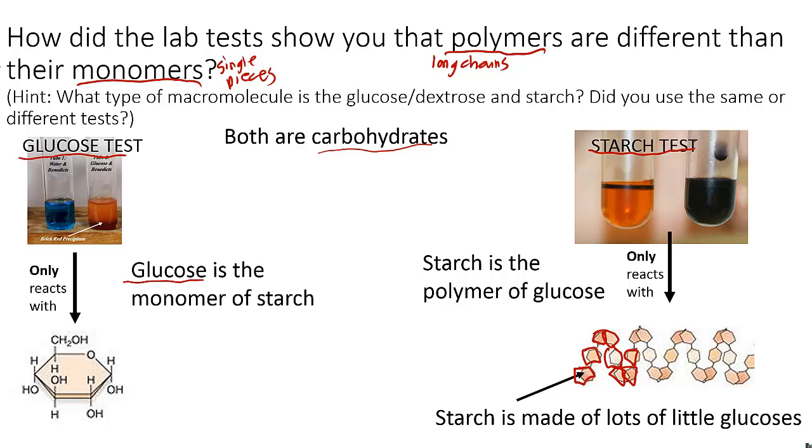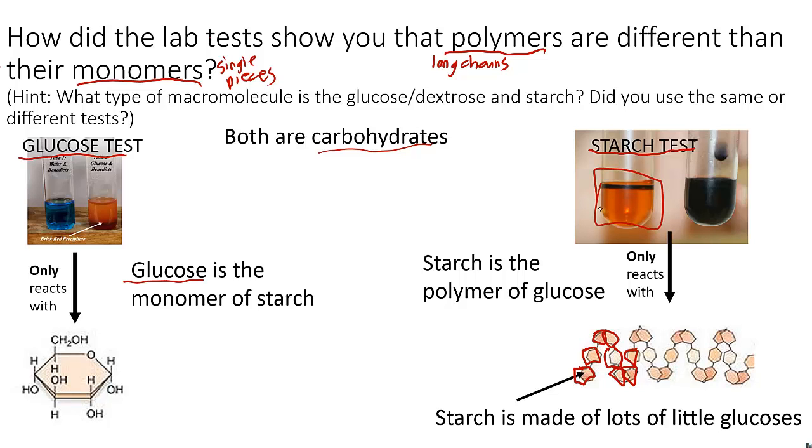But the starch won't show up in the glucose test. It won't do anything. When I put the starch in the glucose test, it stays blue. This would be the starch right here. It would be blue if I did the glucose test because there's no glucose. The test won't find anything. And if I do this, put the glucose in the starch test, this would be the glucose right here. It would still be orange because the iodine won't react with it.